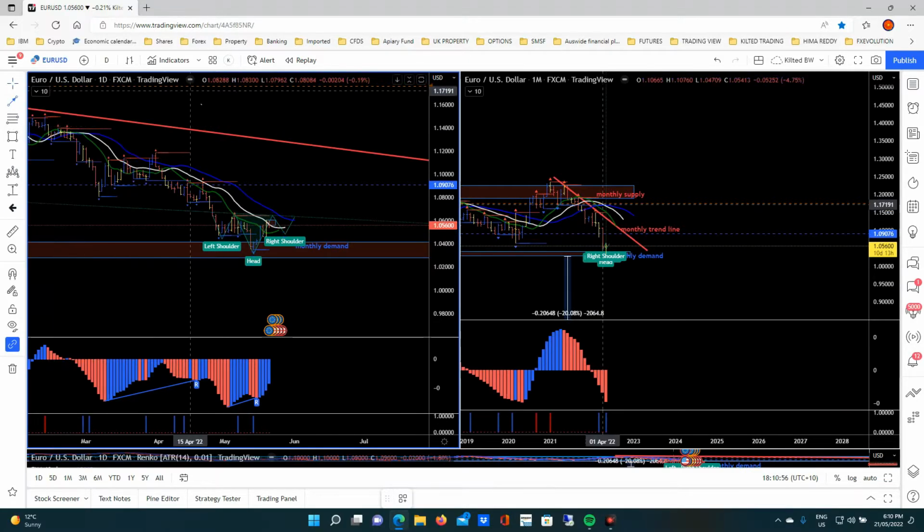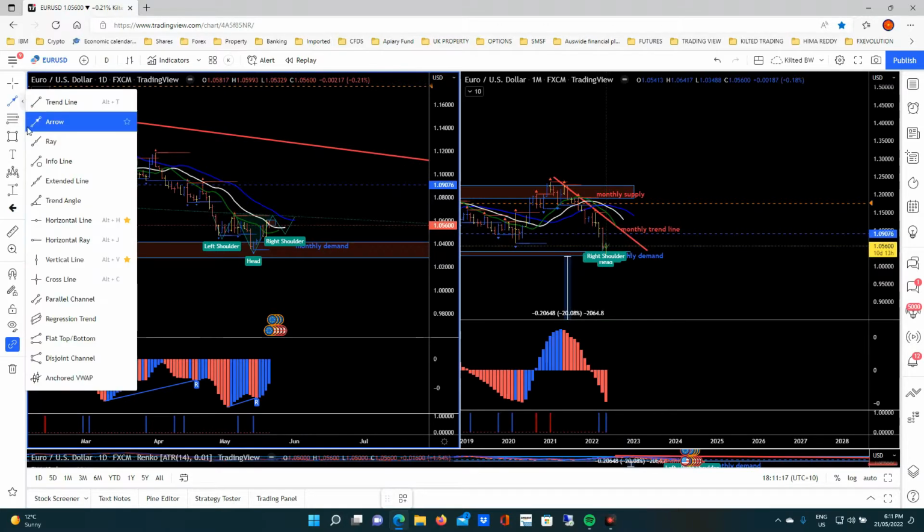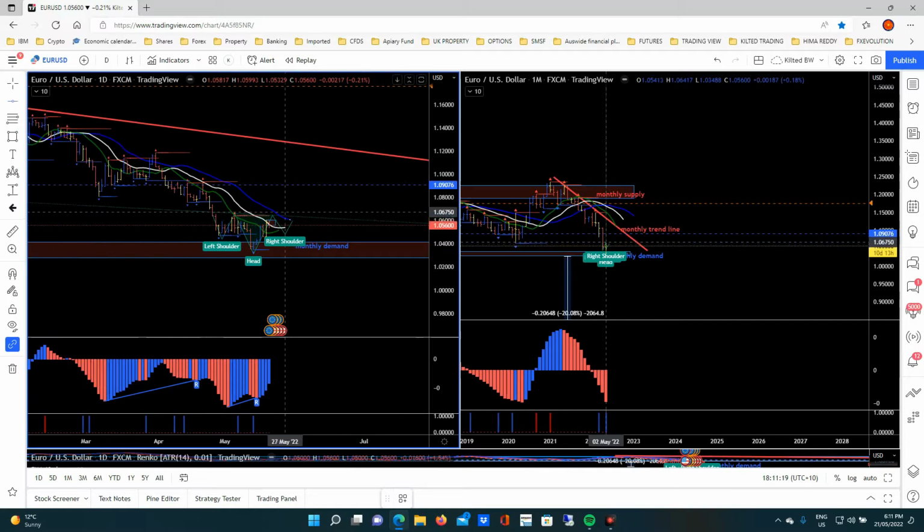So there's a couple of ways we can play an inverse head and shoulders, which is a reversal pattern. We're looking to break this neckline. And when we say we want the price to break it, we want to break and close, which is very important. We want the price on a daily chart to close above what we call this neckline. I'll just draw that for you as well. So when we talk about the neckline, we're talking about this level here. We're looking for this to be broken.